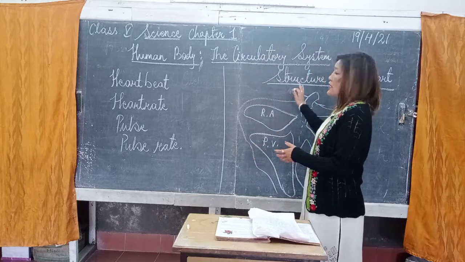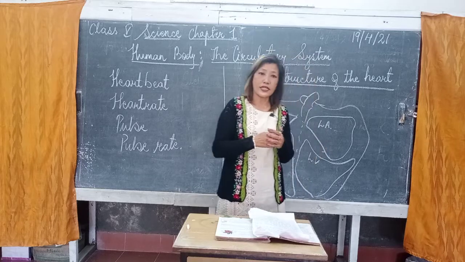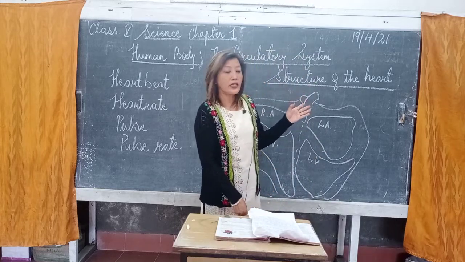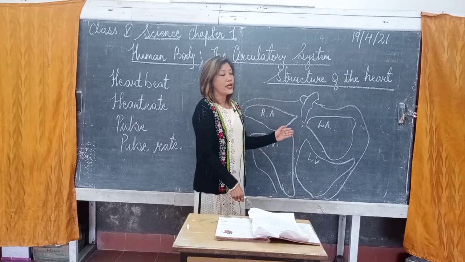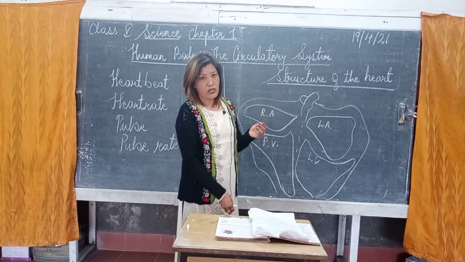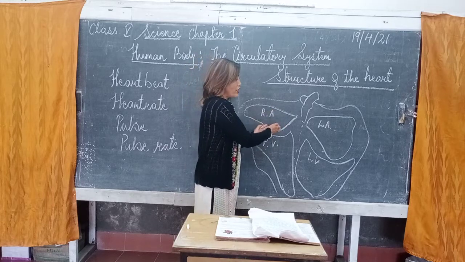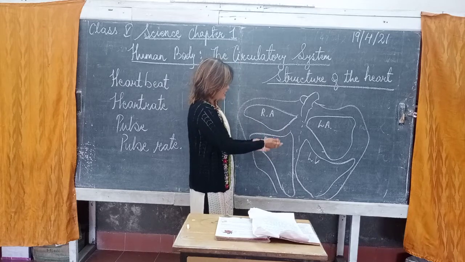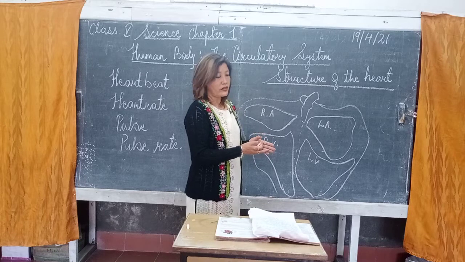Today you have science and we will discuss the heartbeat, heart rate, and pulse rate, and I just want to discuss again the structure of the heart. In the previous class we have already discussed it. If you see the structure of the heart, the heart has 4 chambers: 2 auricles and 2 ventricles. The upper portion is the right auricle and the left auricle, and the lower portion is the right ventricle and left ventricle.